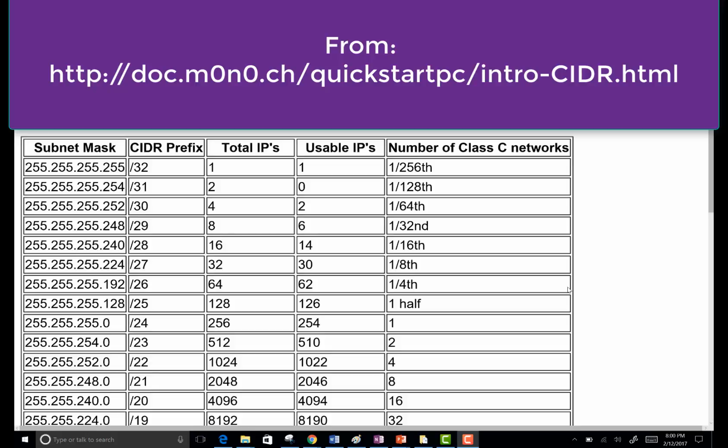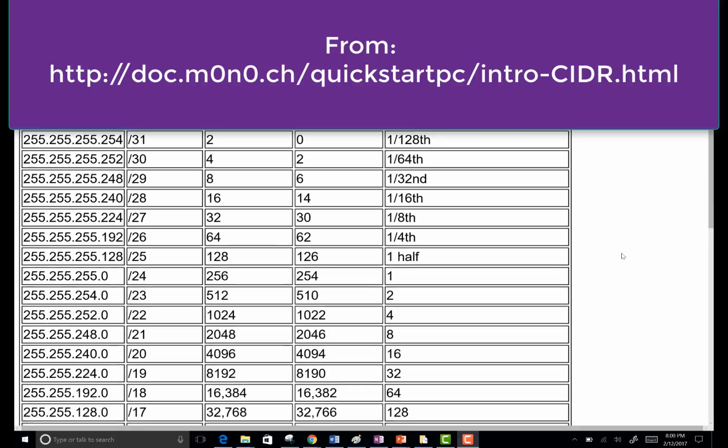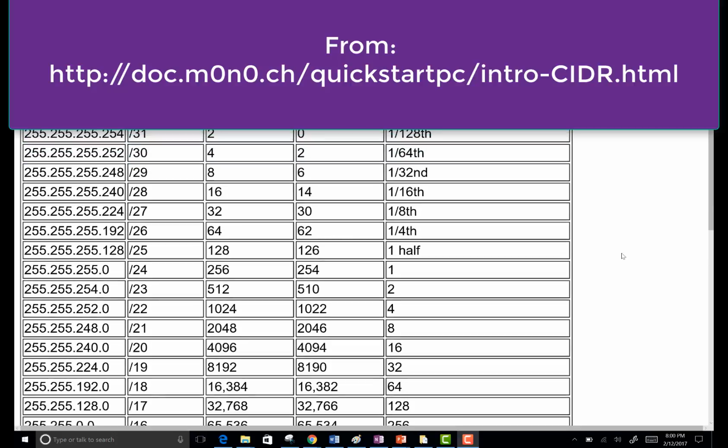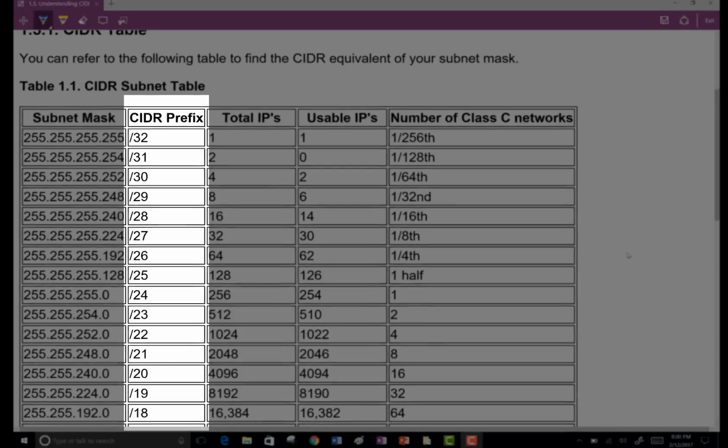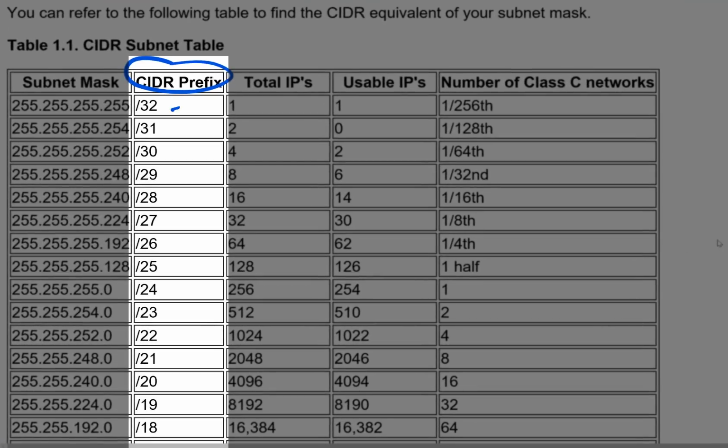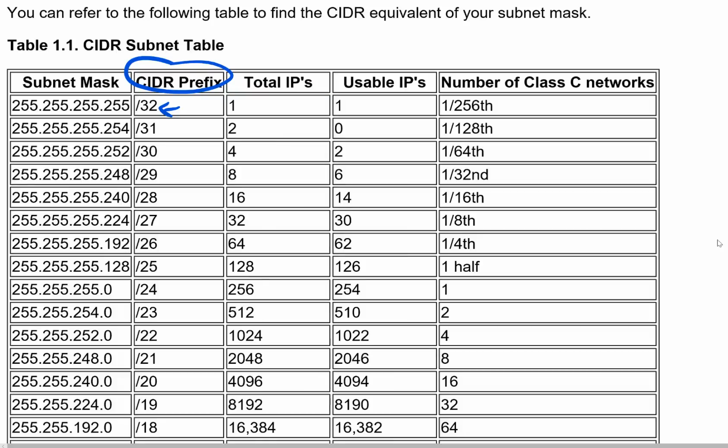Here's a handy table for figuring out subnet mask, CIDR prefix, total IPs, and usable IPs in our networks. If you look at the table, you can see some patterns. Let's start with the CIDR prefix column. We start at 32, and then we subtract 1 as we go down. 32 minus 1 is 31. 31 minus 1 is 30. 30 minus 1 is 29, and so on.